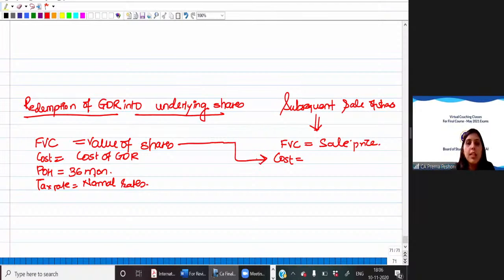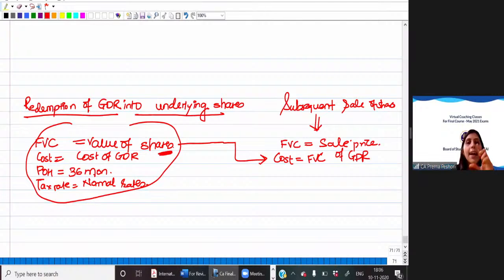Cost would be the fair value of consideration which was taxed while we were computing the capital gain in the case of redemption of GDR. This will be my cost. So the full value of consideration of the GDR would be my cost. Why is this so? Because this has already been taxed while computing the redemption. Now, while I'm selling the shares, I should take that higher value.